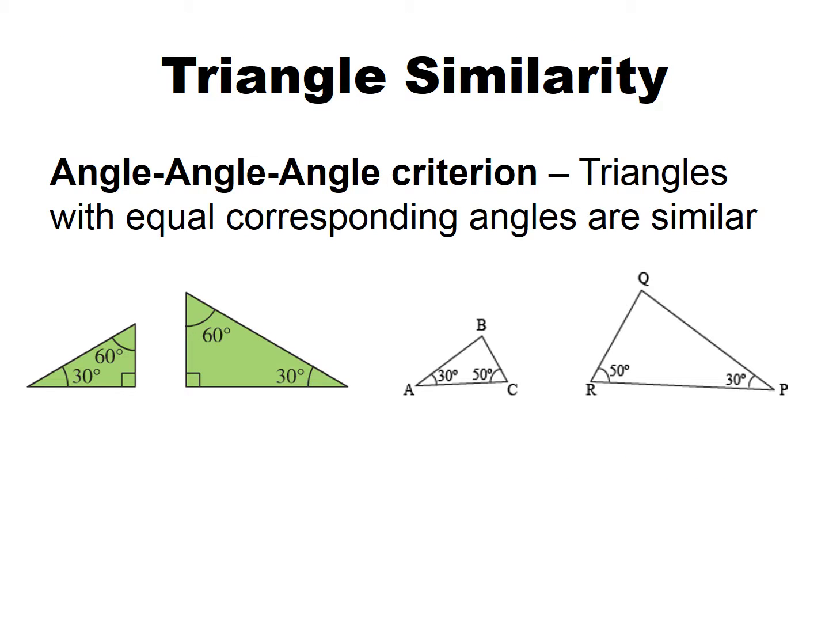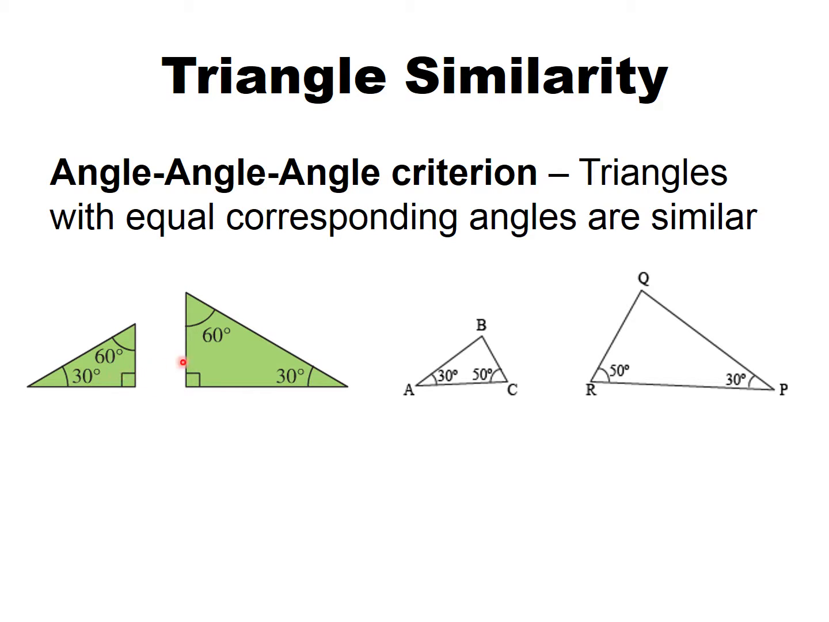Now we saw some criteria for angle congruence. Now we're going to look at one criteria for triangle similarity. And this is called the angle, angle, angle criterion. And it says that triangles with equal corresponding angles are similar. So here's a couple of examples. Here's a 30, 60, 90 degree triangle. Here's another 30, 60, 90 triangle. And so these two triangles are similar, is what this criteria is saying.